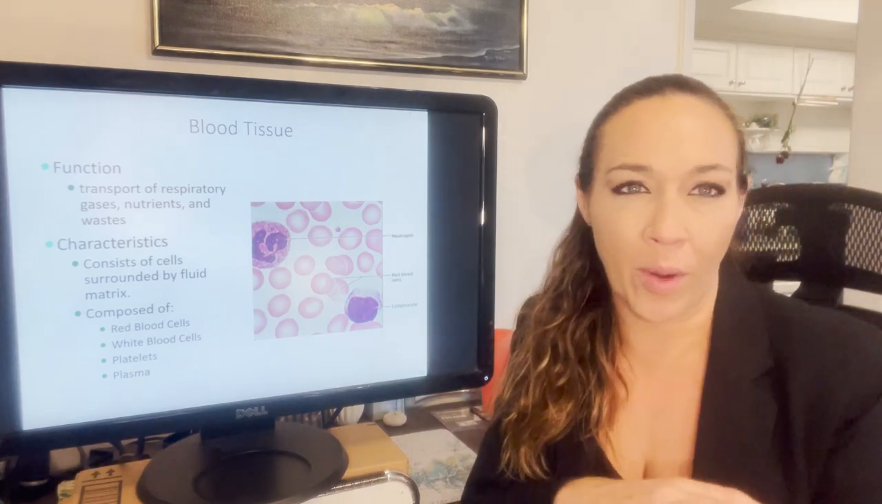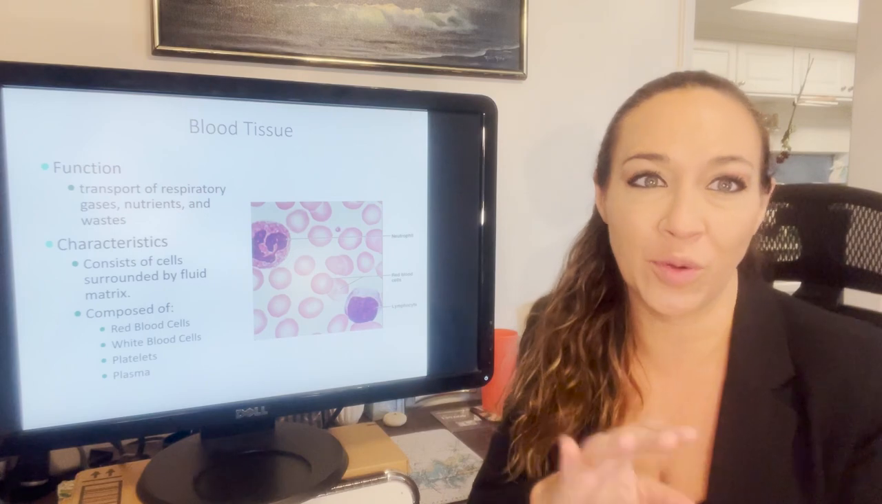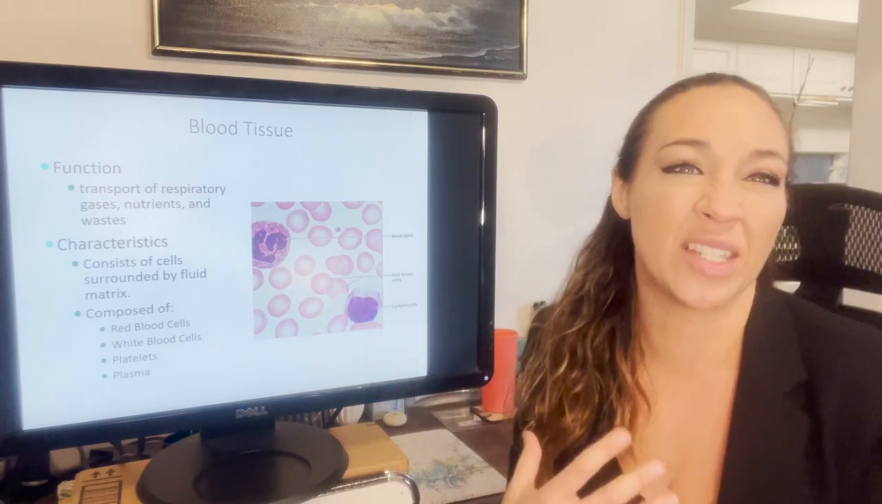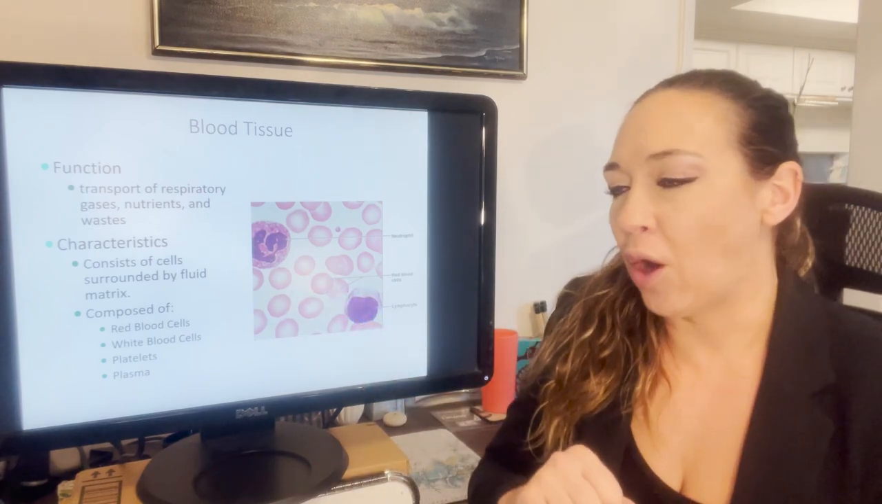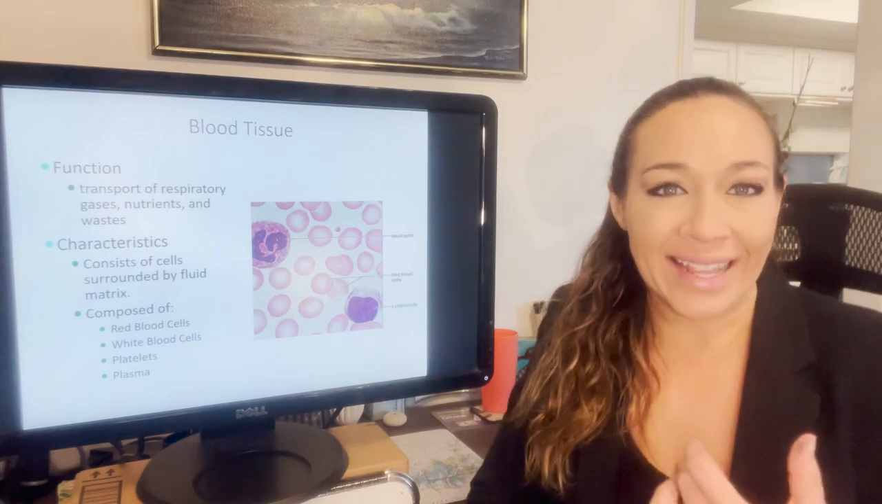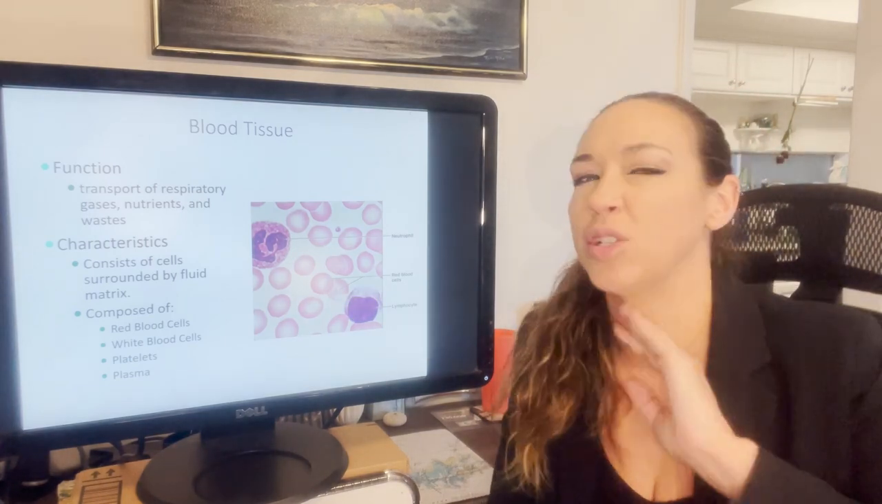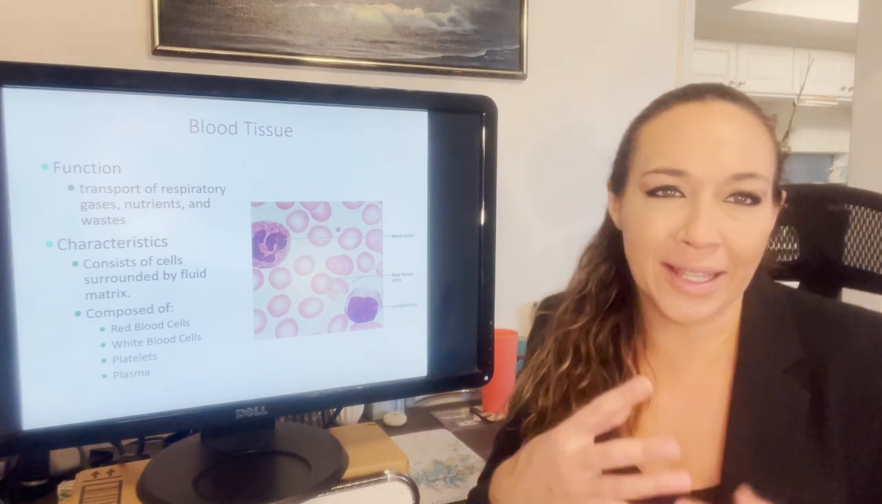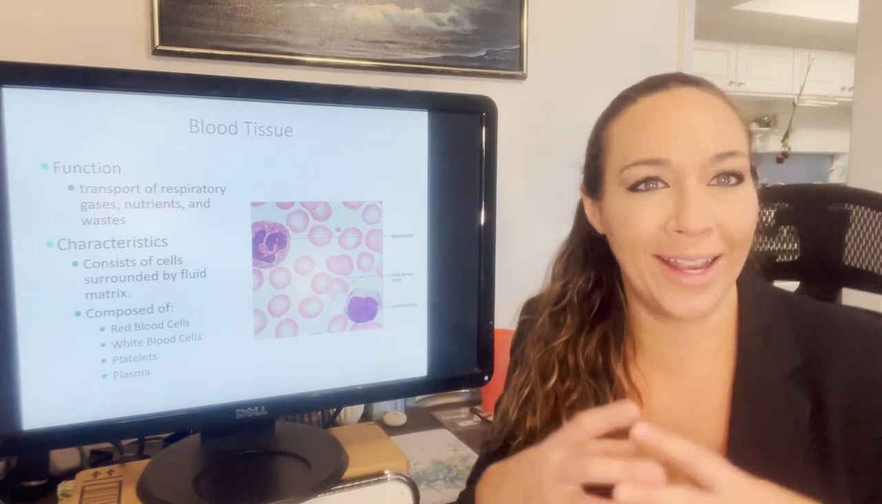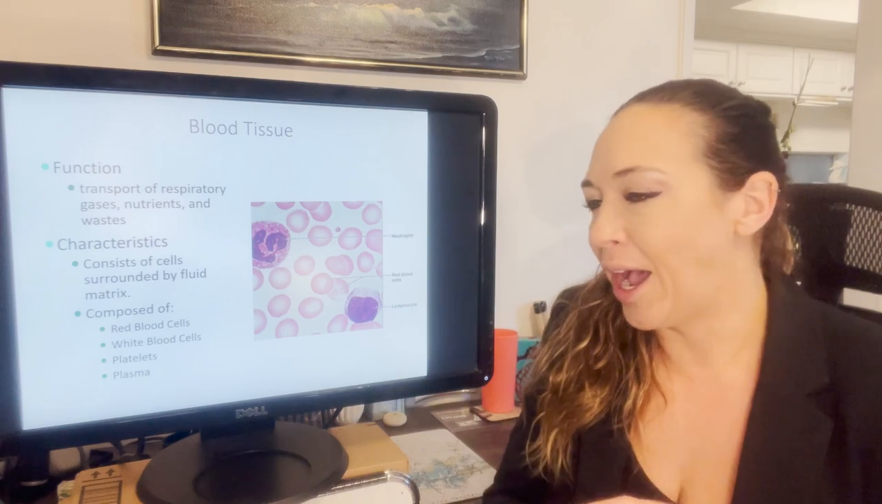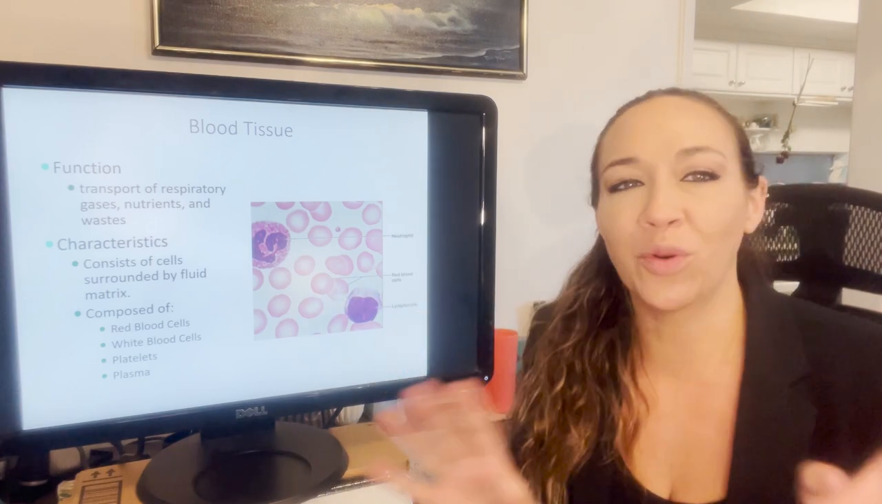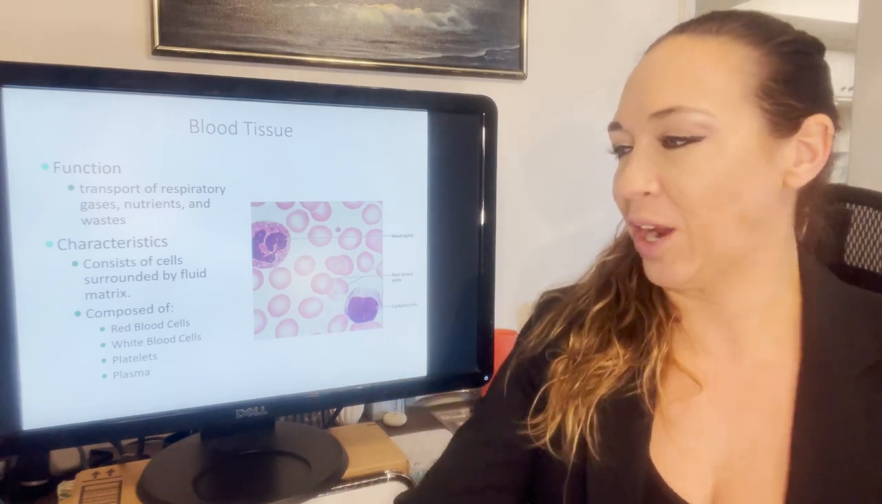We're going to learn all about white blood cells when we get to that part, but you will be able to identify each one of these based on their staining. Now, blood is also composed of platelets and plasma, but we're going to have a whole lecture on blood, so don't worry about that. We're just learning about blood tissues now. Basically, the platelets are what make your blood coagulate and clump together, and the plasma is everything else in between. So we're going to save that until we actually get to blood.